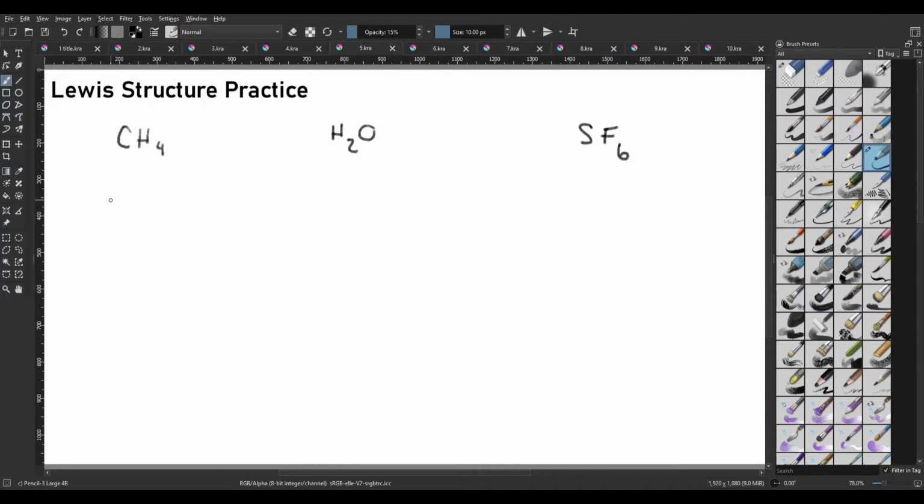So for CH4 here, methane is our first example. We're going to count the valence electrons for carbon, and we're going to count the valence electrons for hydrogen and multiply that by 4 because there are 4.